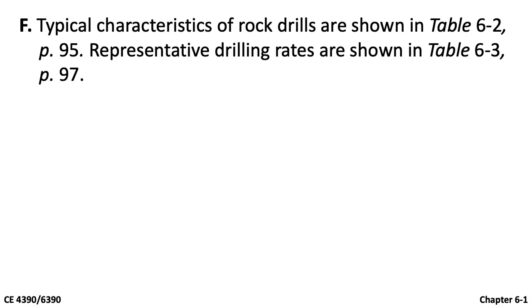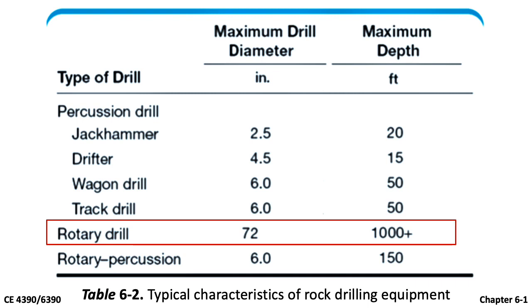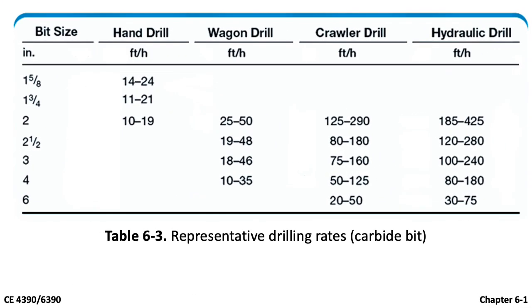Section F, Typical Characteristics of Rock Drilling. Table 6.2 in your textbook provides typical characteristics of rock drilling equipment. It gives the maximum diameter and depth for different types of drills. As you can see, rotary drills are typically used for larger and deeper drillings. To find drilling rates, you can use Table 6.3 in your textbook. This table provides how many feet a certain type of drill can do in an hour.